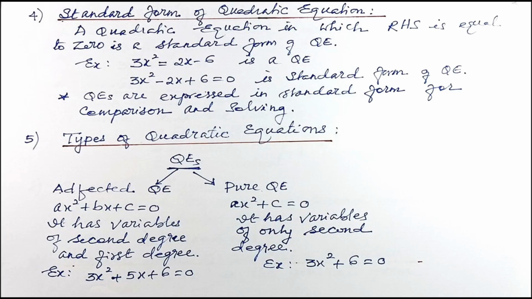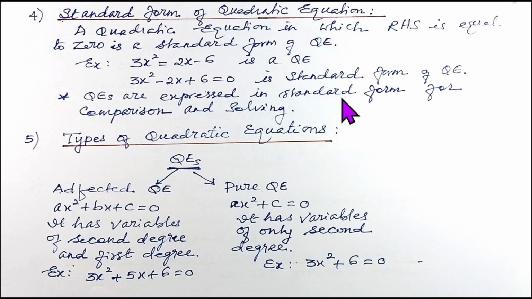A quadratic equation in which RHS is equal to 0 is a standard form of quadratic equation. For example, 3x square is equal to 2x minus 6 is definitely a quadratic equation because there is a variable with a second degree, that is power 2. Now, this is not in standard form because RHS is not equal to 0. But if I move 2x and 6 to the left side, then 3x square minus 2x plus 6 is equal to 0. 0 is on the RHS side, and therefore this is in standard form.